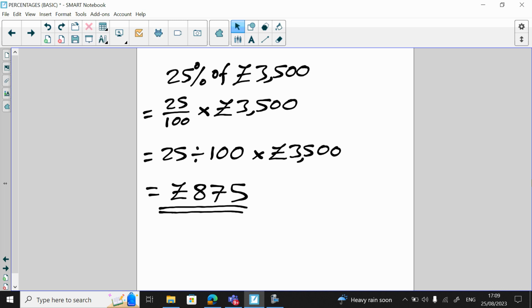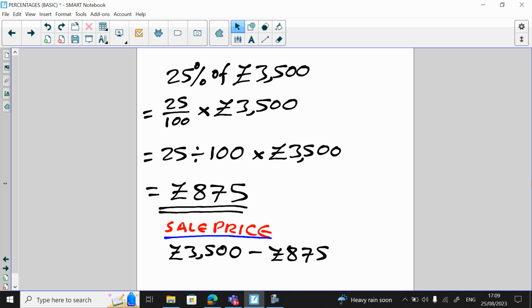Okay, I think I've actually managed to squeeze the answer in here. Because you know, hopefully you know what to do with this amount here to get the sale price. Take the original amount, the 3,500, and we're going to subtract, because that's the less than value, the 875. So just pop that in your calculator, and hopefully you get £2,625.